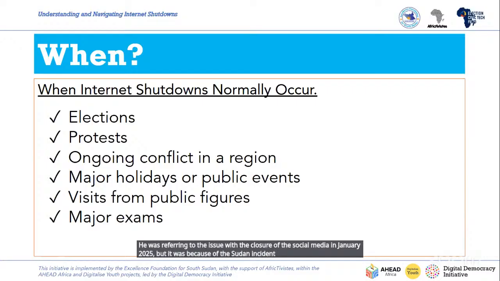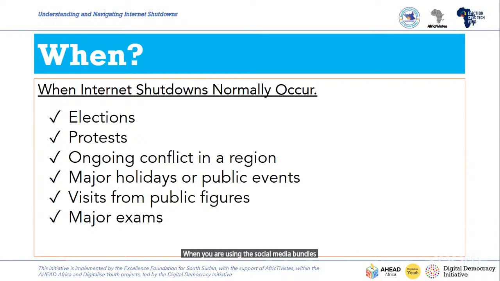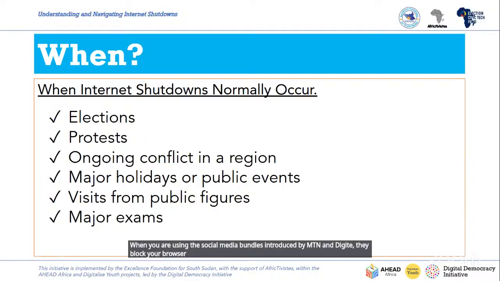And then Salfa Leo is saying that an example of DNS blocking is experienced when you are using the social media bundles introduced by MTN and Digital. They block your browser DNS when you need to access the other side of the internet using the social media bundles. I think that is a very good example.